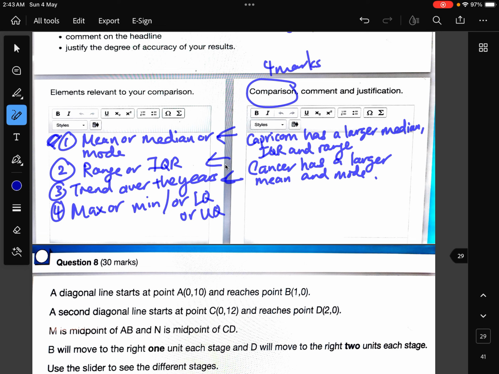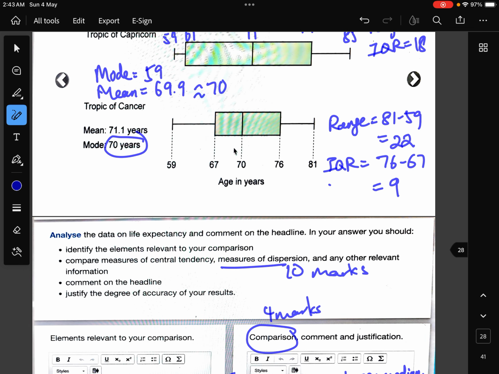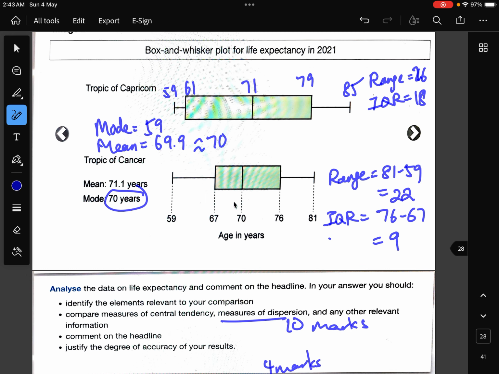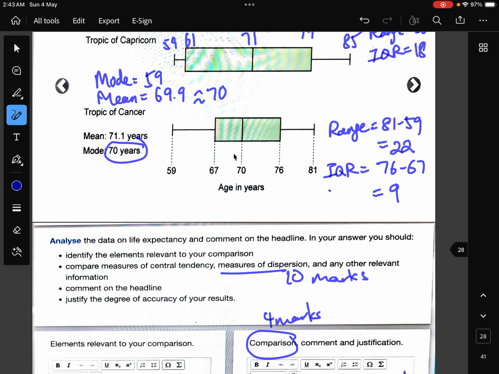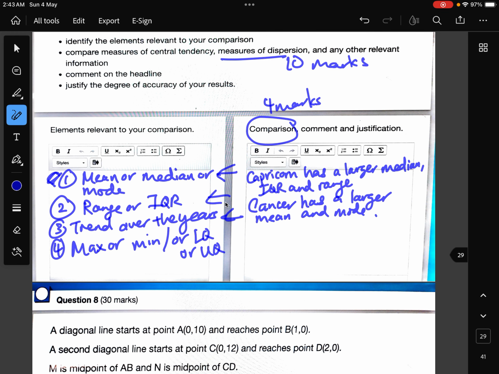Okay, so it's not a difficult task, and all you need to do is simply compare the two numbers on why Capricorn has a larger median. And I think all this can be taken from the box plots here that we just talked about. Okay, but I'm not going to write it here because I don't really have a lot of space, but you get the point. So this is worth 4 marks for the comparison.